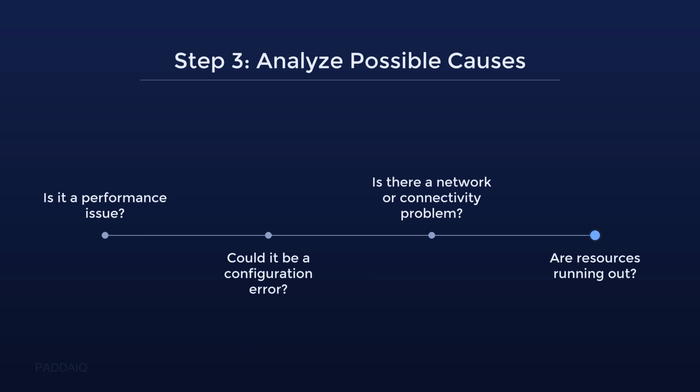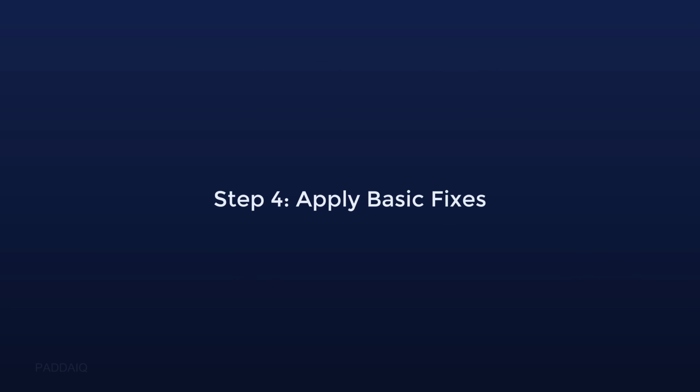Are resources running out? This means checking if your application is consuming too much memory, storage, or processing power. For instance, a shopping app might slow down on a sale day because its server CPU usage hits 100%. Always monitor your resource consumption to prevent such performance bottlenecks. Proceed with applying basic fixes.